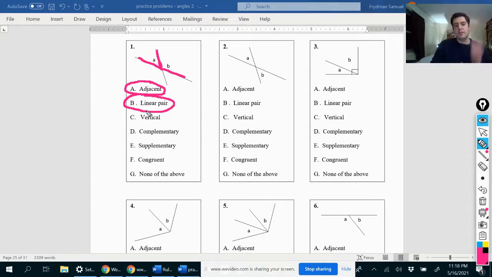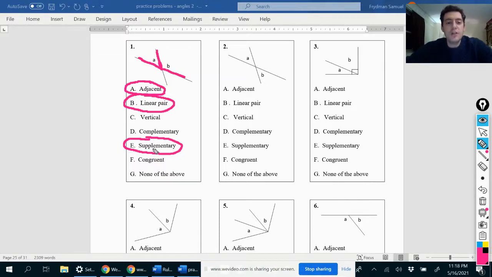If they're vertical, then they're not adjacent, okay? So these are not vertical. Are they complementary? Do they add up to 90 degrees? There's nothing to indicate that they add up to 90 degrees here. No, in fact, we know that they don't add up to 90 degrees because they are supplementary. They add up to 180 degrees. They can't add up to 180 degrees and 90 degrees.